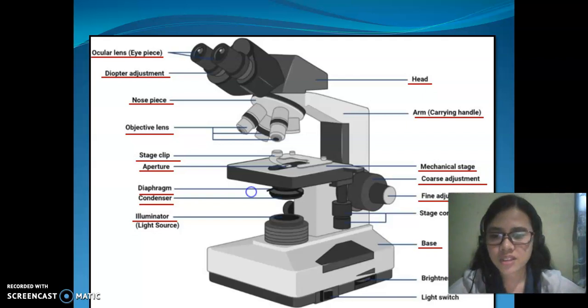The next one is the condenser focus knob. This is a knob that moves the condenser up or down, thus controlling the focus of light on the specimen.